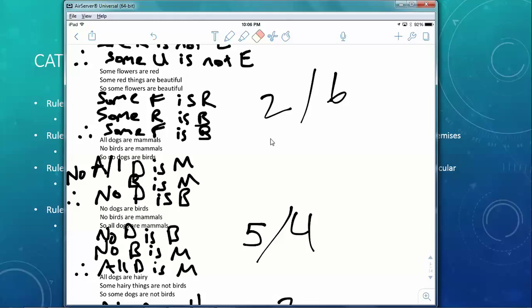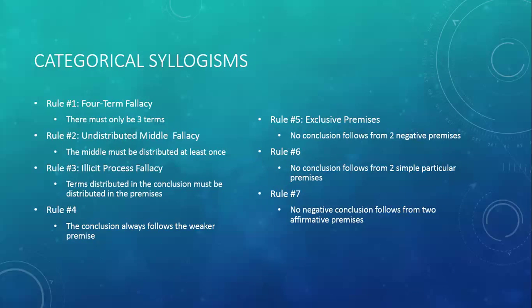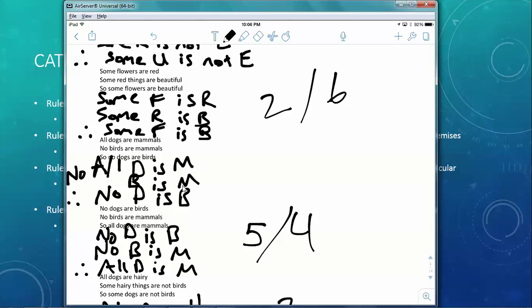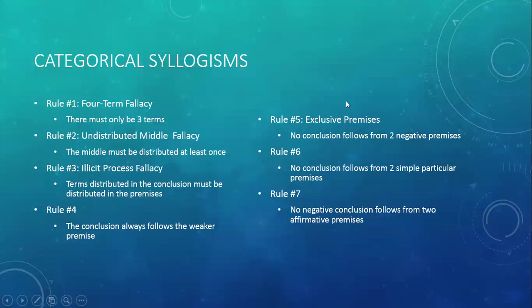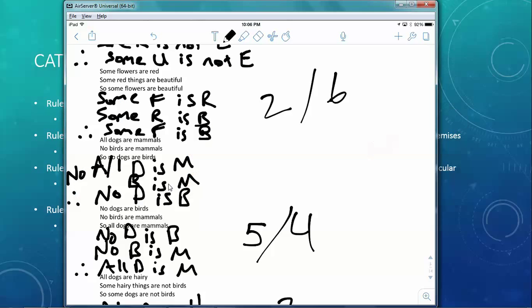All right. So let's do this one again. All D is M. Four-term fallacy. No. Right now I could turn back and redo this video, but we're powering through because we're strong. Undistributed middle. Middle term is distributed. There's a process. D is distributed. D is distributed. B is distributed. B is distributed. Sweet. Conclusion always follows the weaker premise. No. All right, good. No conclusion follows from two negative premises. I actually have a negative premise right here, so I don't have that problem.